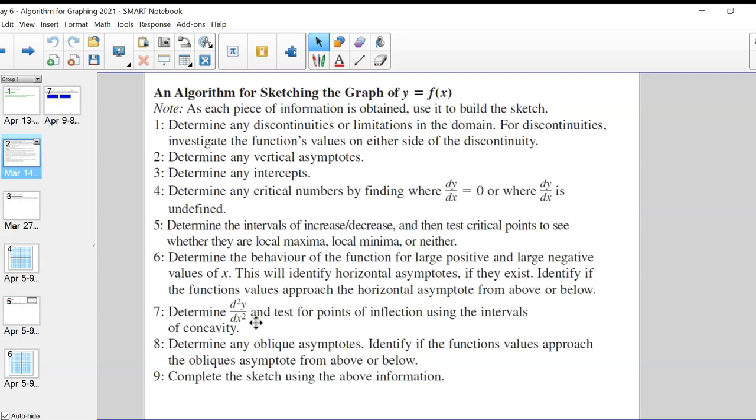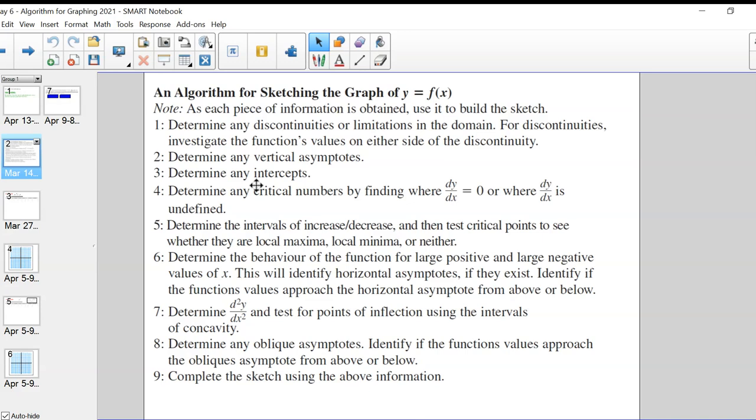d2y/dx squared gives you where you might have your points of inflection, right? And the other thing that d2y/dx squared can help you figure out is concavity. Then determine the oblique asymptotes. Again, if it's a rational function and the denominator has a lower degree than the numerator, you probably have an oblique asymptote. Identify whether the function values approach the oblique asymptotes from above or below. Complete the sketch using all this information. So these are the kinds of things you want to be looking out for.